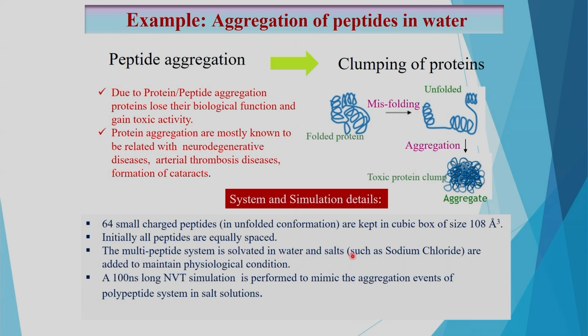This multipeptide system is now solvated in water and salt, and these salts could be of various types. In this particular case we have taken sodium chloride, and it is shown that in the presence of sodium chloride they actually form aggregates. If you use a different salt, a different ionic concentration or a different pH, then of course the results could be different. For example, KCl, potassium chloride, actually prevents this aggregation to a large extent.